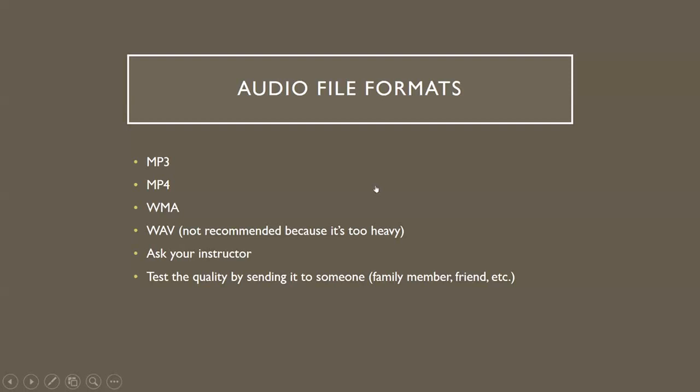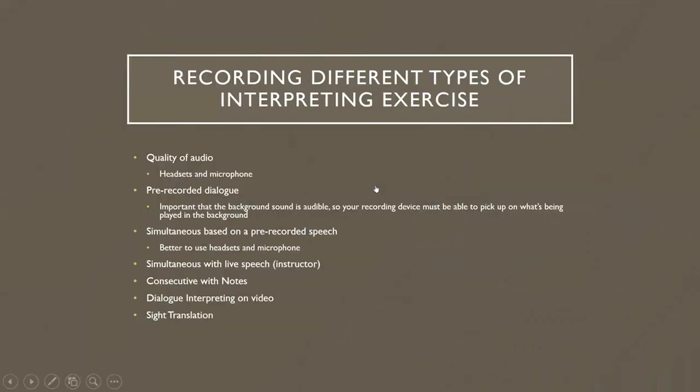So, as an example, you can send it to a family member or a friend and say, hey, can you hear what I'm saying? So, quality of audio is very important. We encourage students to wear headsets and microphones to record their assignments, which will be in different forms. For example, you might have a pre-recorded dialogue. For a pre-recorded dialogue, it's important that the background sound is audible. So you will have to play it on a player and then record the sound with another recording device and make sure that the background sound is audible.